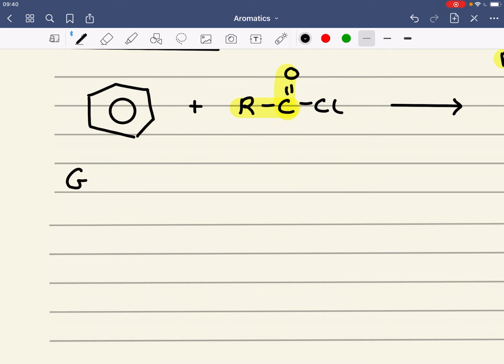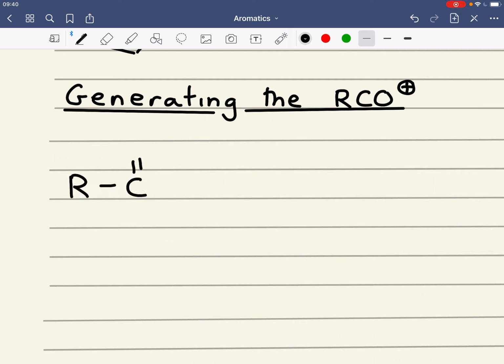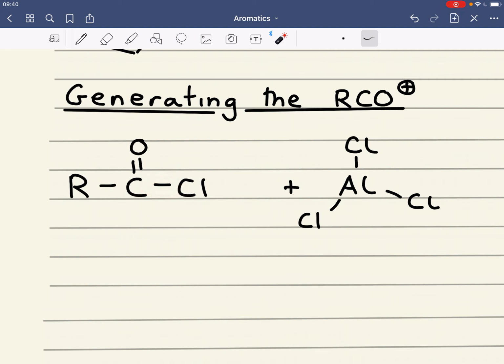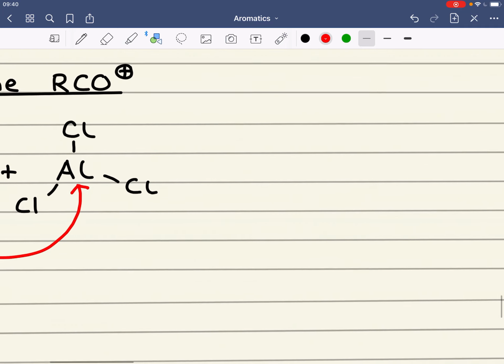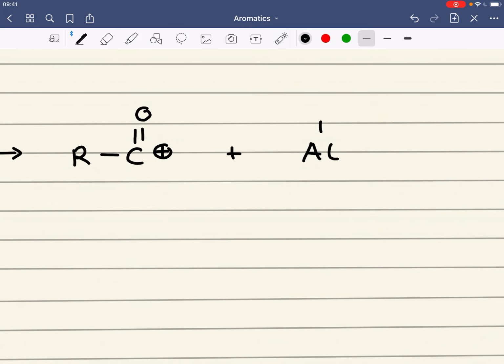So what we need to look at is generating the RCO+, which is called an acylium ion. And what we do here is we react the acyl chloride with aluminium chloride, which is AlCl3. What in effect happens, if you were to show this mechanistically, is that the pair of electrons in the C-Cl bond is used to form a bond with the aluminium. So in effect we get a curly arrow that goes like this, and that then produces my acylium ion, my RCO+, and we also get this AlCl4- ion.